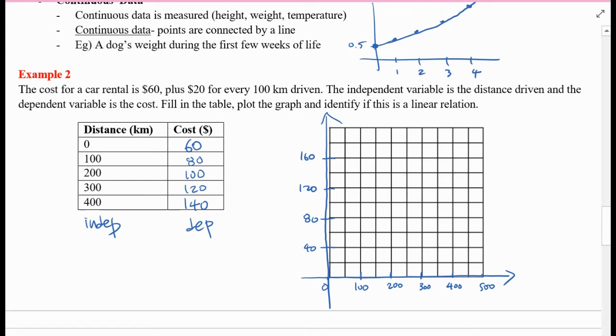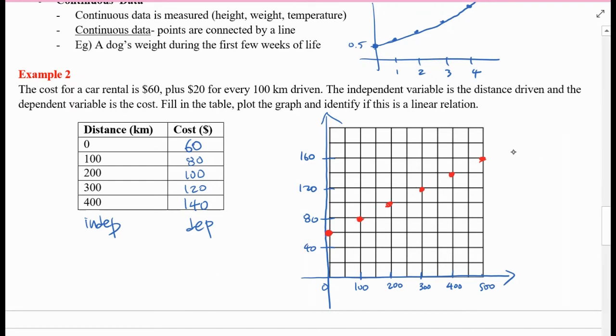So if it is 0, the cost is 60. 60 is here. When it's 100, the cost is 80. 200, the cost is 100. 300, the cost is 120. 400, the cost is 140. And it's not part of the table, but if it is 500, it's going to be $160. So we plotted. Is this a linear relation? Yes, it is. It shows a straight line.